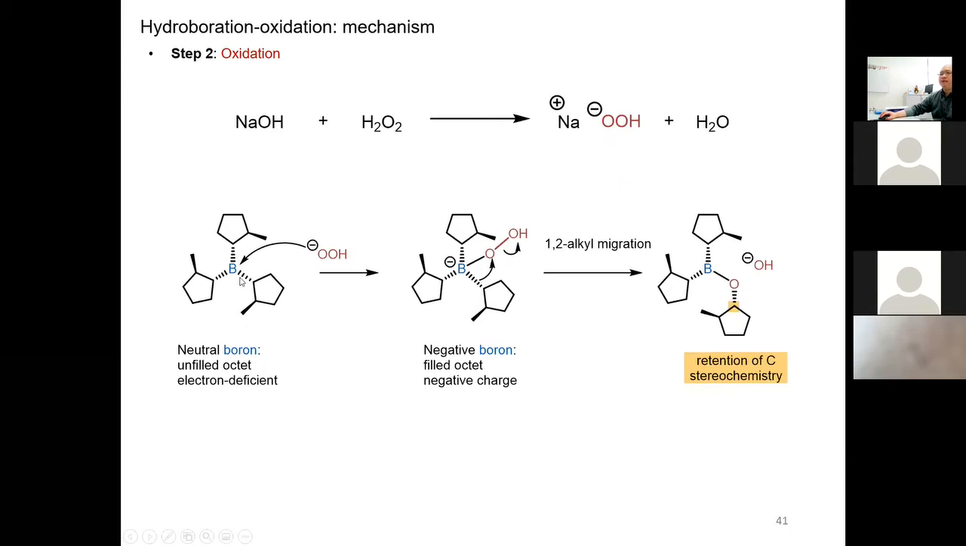So the boron at the beginning is the neutral boron, which has an unfilled octet, and this will react with a nucleophile, which in this case is the peroxide anion. Once it attacks, it will form an anion, all right? And the second step is what we call a 1,2 alkyl migration.